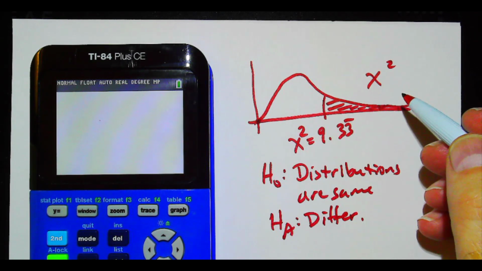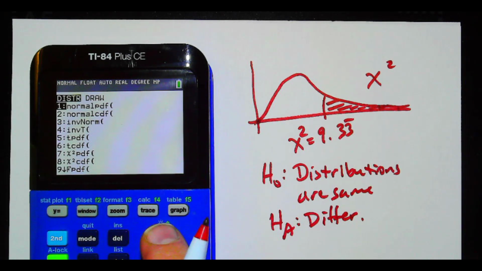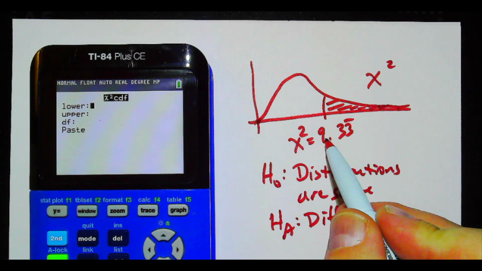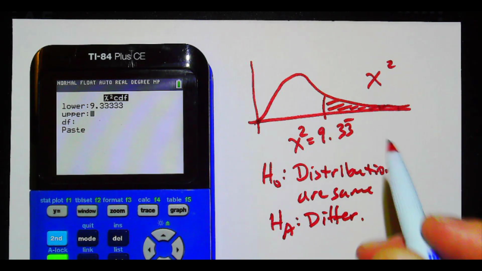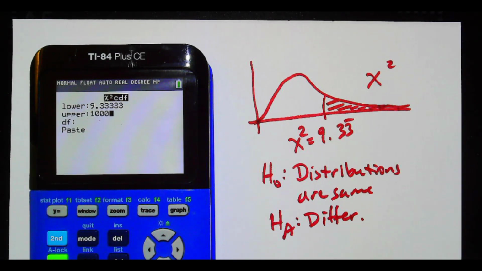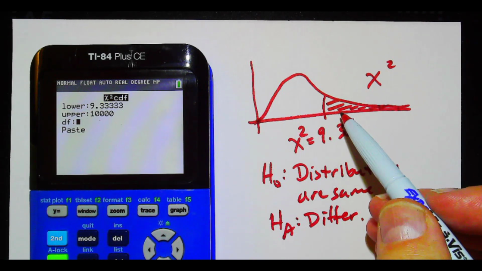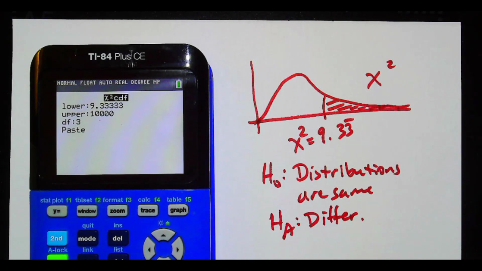We can do that on our calculator using the distribution, second distribution. If we go up from here, the chi-square CDF, it gives us the lower value, which for us will be 9.3333 and so on. We want to go out to infinity, so for our upper, we'll just put something really, really big, like say 10,000. The degrees of freedom is the number of categories minus 1. We had 4 categories, so the degrees of freedom will be 3.